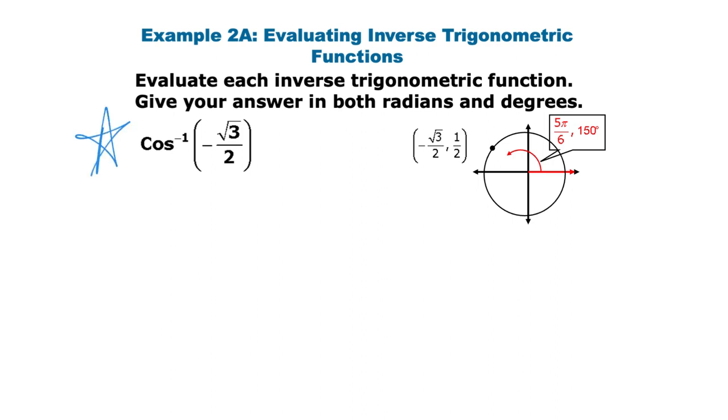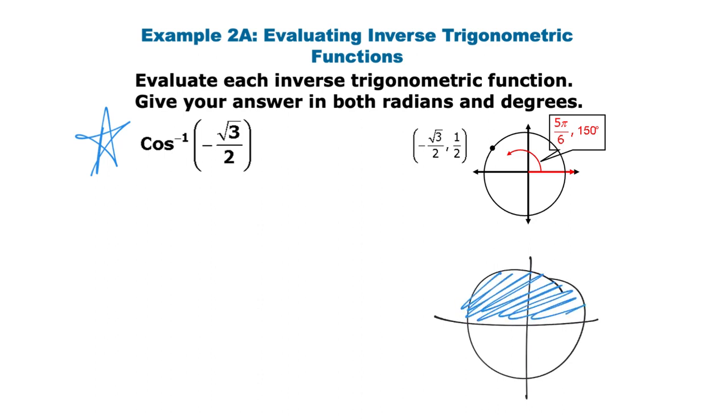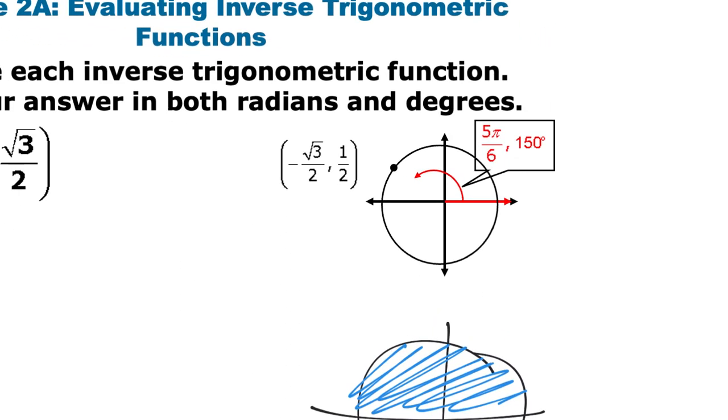So in this one, the inverse cosine of negative square root 3 over 2. This means you're looking at your unit circle and finding a value where your x value is negative square root 3 over 2. Now remember, cosine, we just saw earlier, only has a range in quadrants 1 and 2. And so on your unit circle, you are going to be looking at this point right here.